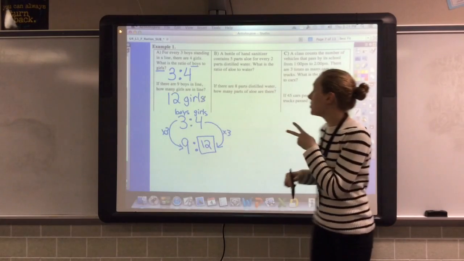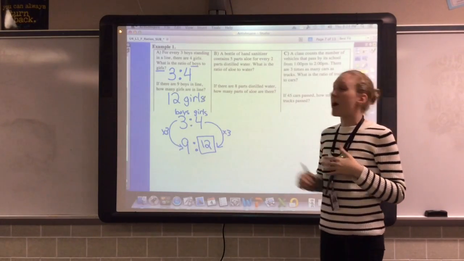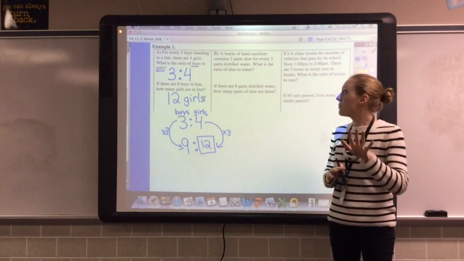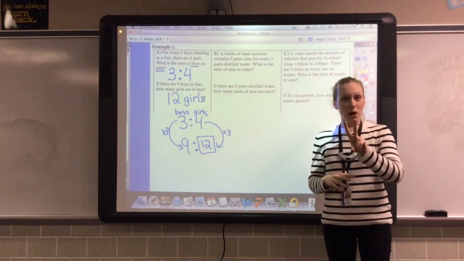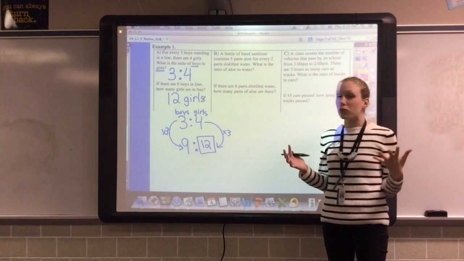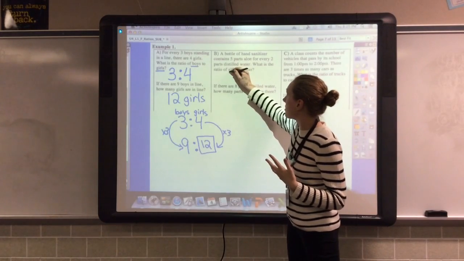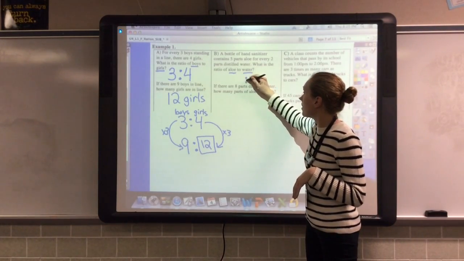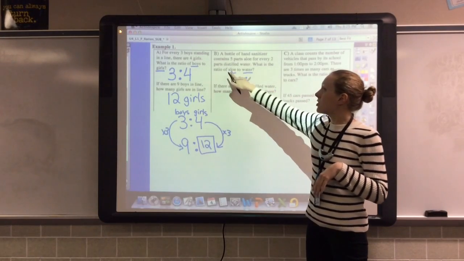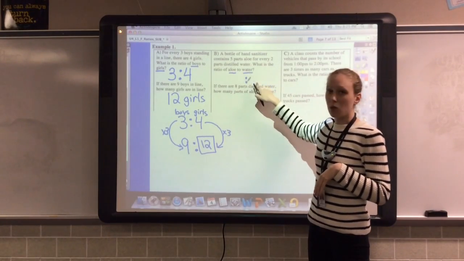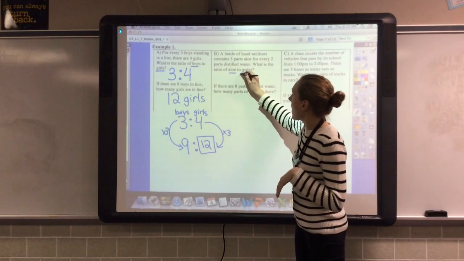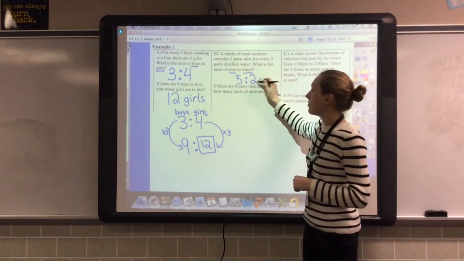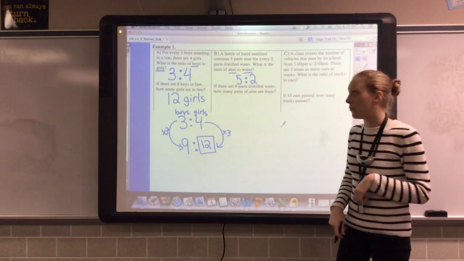Moving on to example number 2. Okay? So now we've got a bottle of hand sanitizer. It's got 5 parts of aloe for every 2 parts of distilled water. What's the ratio of aloe to water? That's our first question. So aloe to water. So if here's my colon, the first one should be the aloe, the second number should be the water. So aloe was 5 parts, water was 2 parts. So my ratio is 5 to 2.